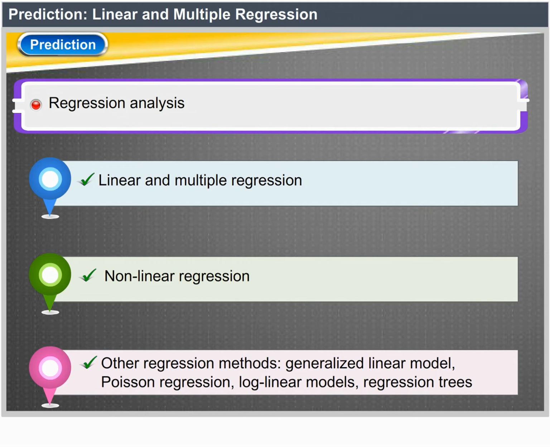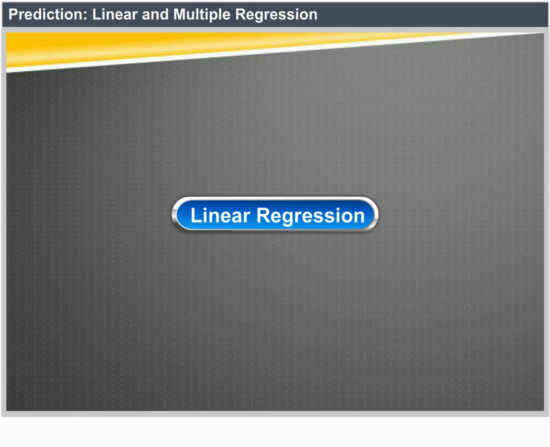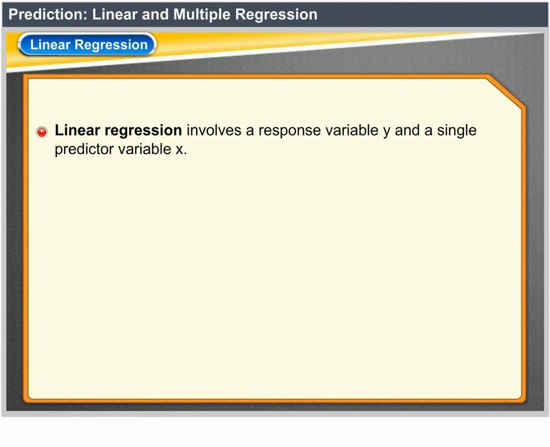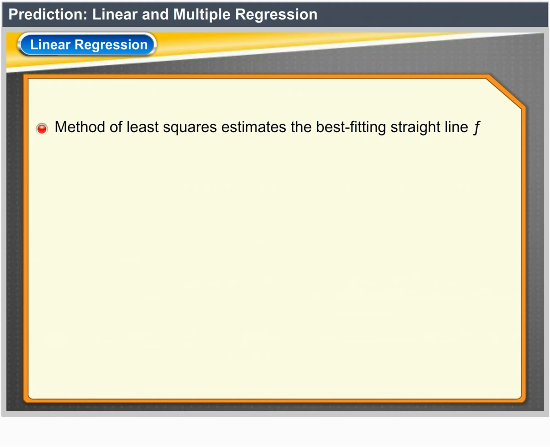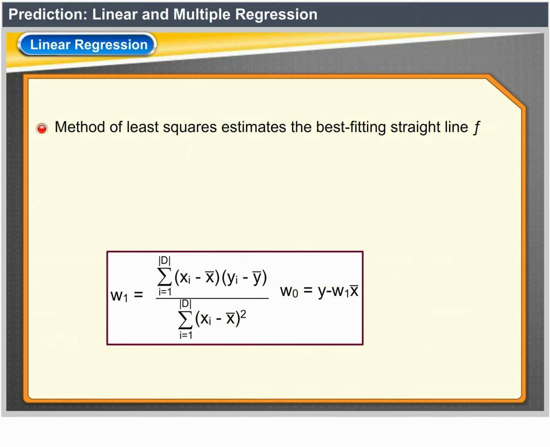Linear regression. Linear regression involves a response variable y and a single predictor variable x. Y equals W0 plus W1 x, where W0, the y-intercept, and W1, the slope, are regression coefficients. The method of least squares estimates the best fitting straight line. W1 equals the sum from i equals 1 to |D| of (xi minus x bar) times (yi minus y bar), over the summation from i equals 1 to |D| of (xi minus x bar) whole squared. W0 equals y bar minus W1 x bar.